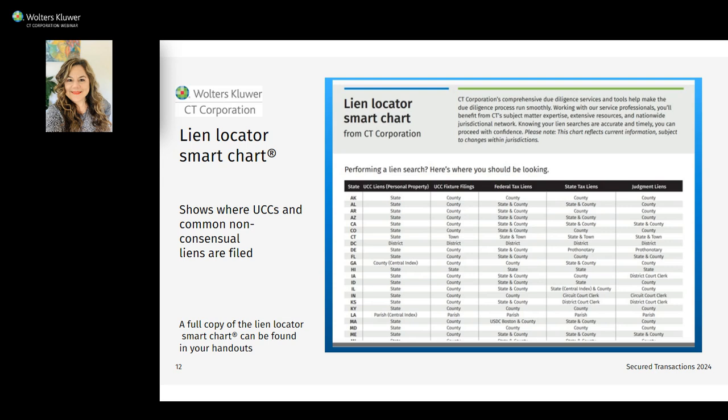So if you order a UCC search in California, you are automatically going to be picking up those other non-consensual liens when you search for UCCs, which helps because that means it's just one search that you'll have to order. It's good to be aware of what jurisdiction you're in and determine where the liens are found, so that you can make sure that you cover everything. You would hate to find out post-closing that there's another lien out there.